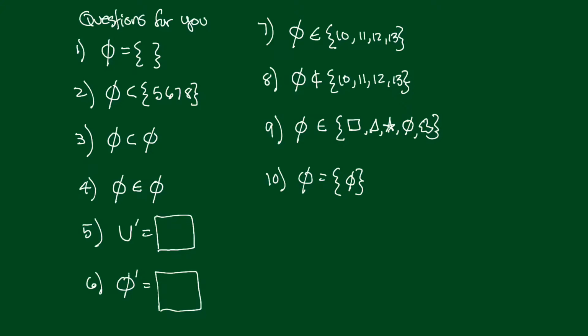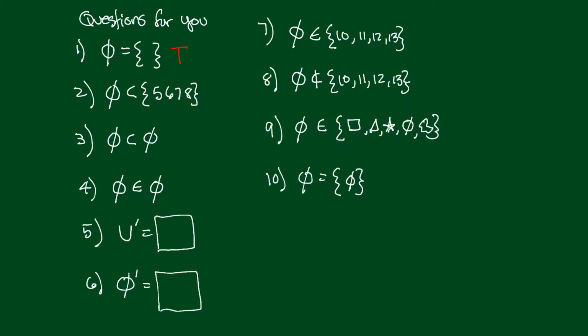Well, maybe you've thought about those for a while. Now I'll give you the answers to what I think they are. So for the first one, the empty set is equal to the empty set. This one's true. I'll just write a T. That's true, right? What is this? This is a set with nothing in it. What is this? Set with nothing in it. These two are the same.